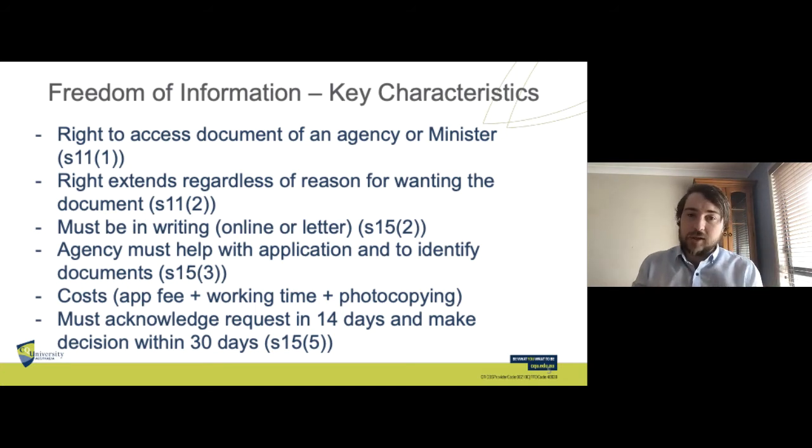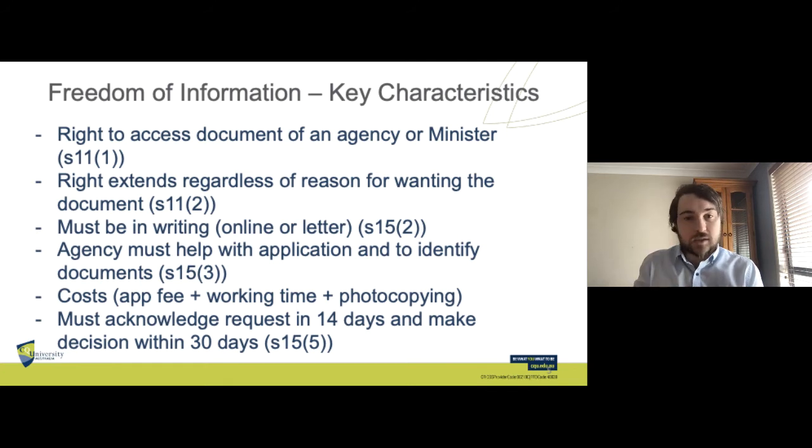And in the next couple of slides, we'll talk about some of the reasons why an agency might be able to deny access to some documents. There is a little bit of scope if the request is really large to push out that 30-day limit, but that needs to be clearly explained to the applicant.